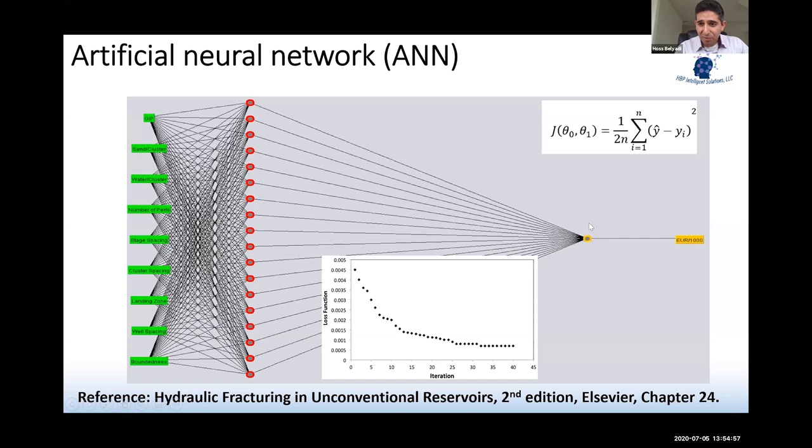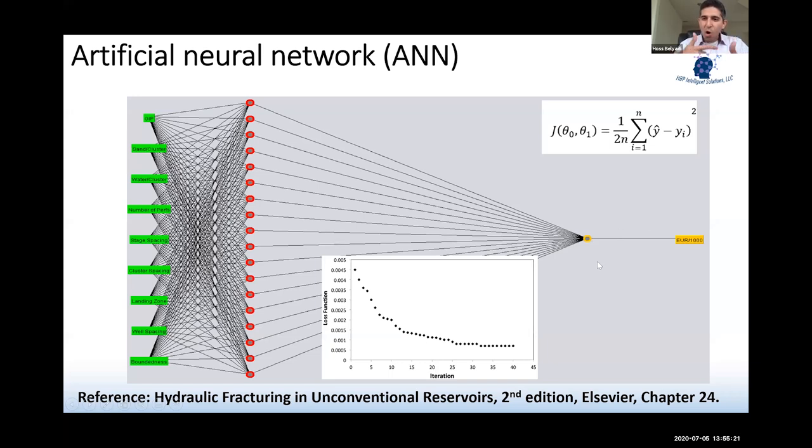Now my EUR is 1.9 BCF per 1,000 feet and my actual EUR is still 2.2, right? So 1.9, 2.2, we're getting closer. It's going to go back to this hidden layer and change the weights or the coefficients and biases of each one of these hidden neurons, and it's going to predict again, and now it's, let's just say, 2.1 BCF per 1,000 feet.